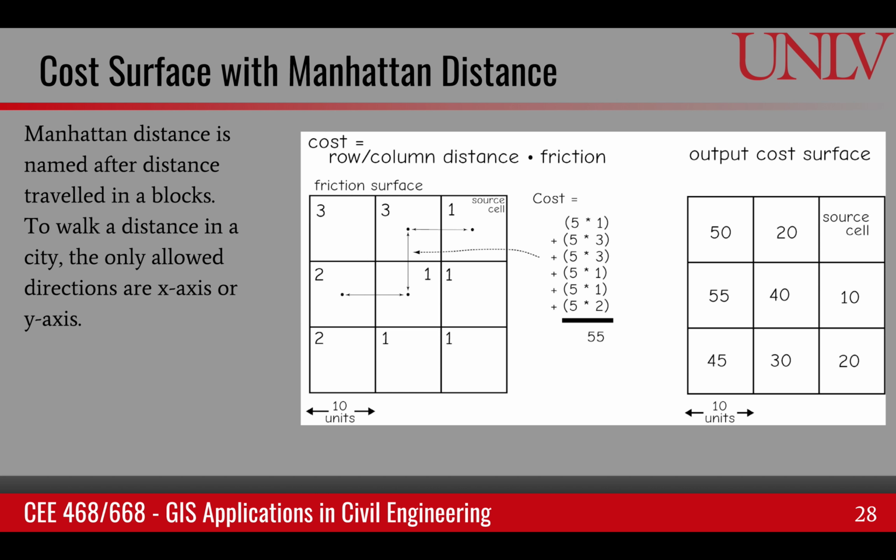Now the same idea can also be applied to the Manhattan distance. Suppose we were trying to go from this pixel to the source pixel along the Manhattan path given by these pixels. Then it's half of the cell, which is 5 units, with cost 2, so 5 times 2, then 5 times 1, another 5 times 1, 5 times 3, 5 times 3, and another 5 times 1. So the total cost would be 55. And you can convince yourself by testing some of these other pixels as well.